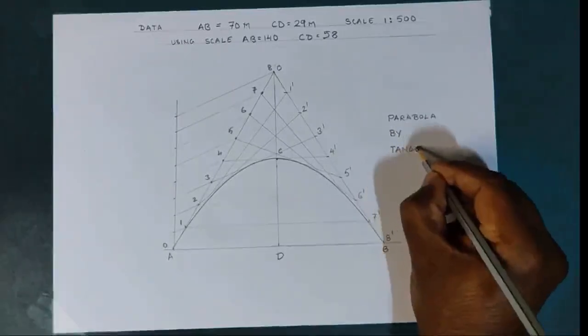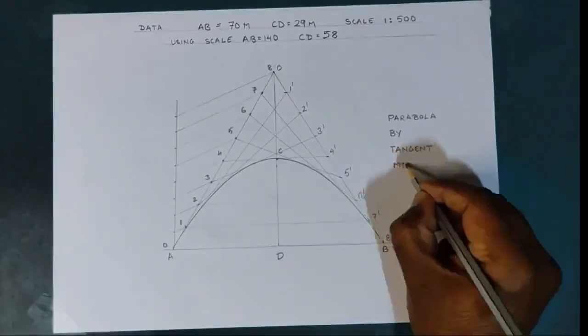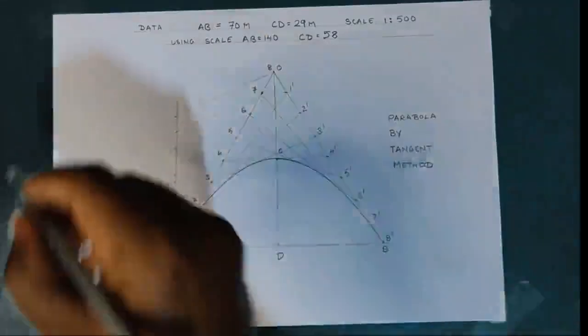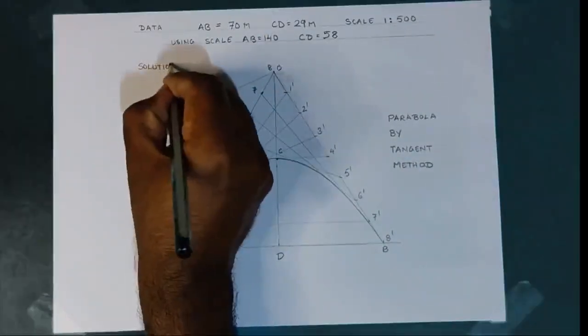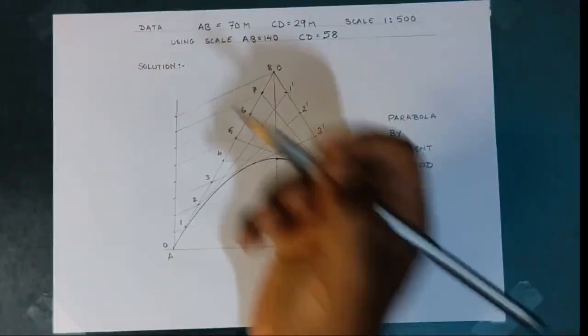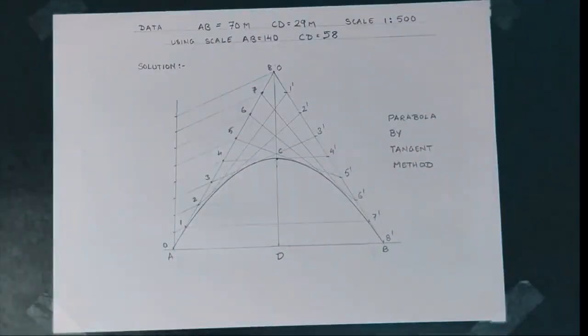We should remember that the sides of the isosceles triangle should be divided into even number of parts. This is the final solution. So in this video, the important points are that the isosceles triangle sides should be divided into even number of parts, and the height of the isosceles triangle is twice the height provided in the problem statement.